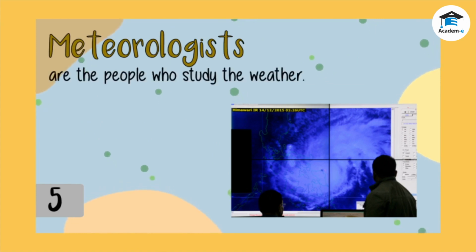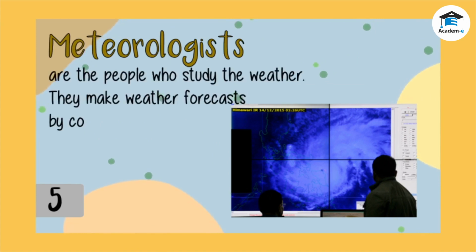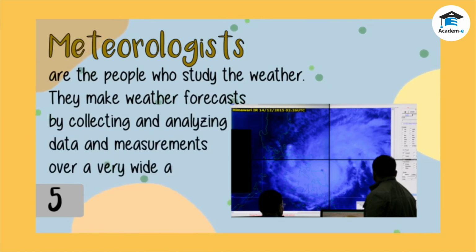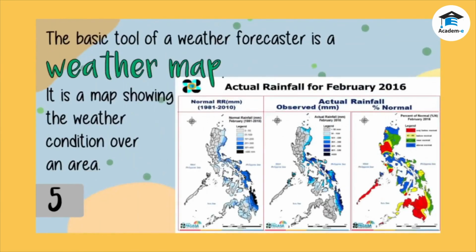Meteorologists are people who study the weather. They make weather forecasts by collecting and analyzing data and measurements over a very wide area. The basic tool of a weather forecaster is a weather map. It is a map showing the weather condition over an area.